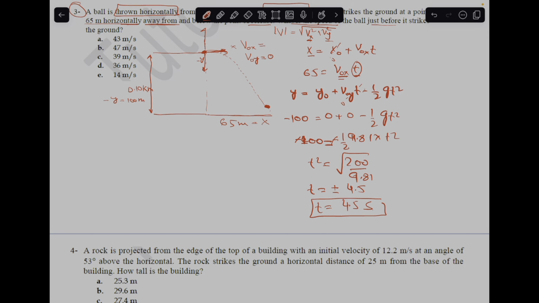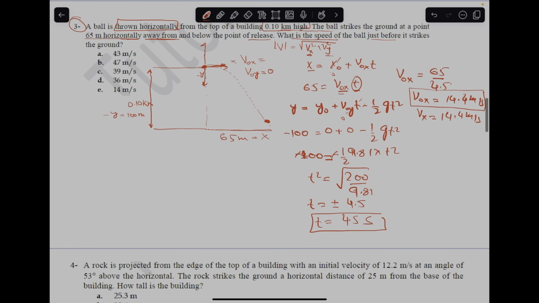Now we get the vx. v naught of x is 65 divided by 4.5, which gives 14.4 meters per second. This is the x component of the velocity. This is your vx, 14.4 meters per second, because the horizontal motion of a projectile is constant.